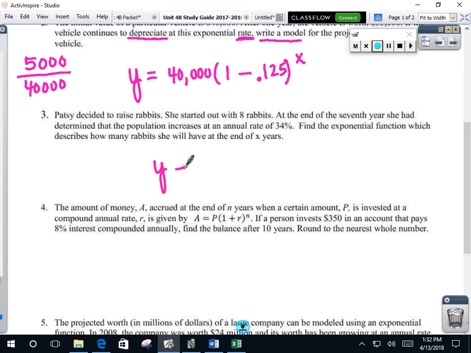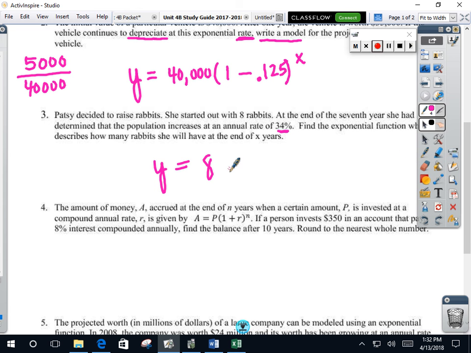So y equals, what is the starting value? 8. And then with a percentage, so we're going to be using that 1 plus or minus r. Is it plus or minus? Plus, because the population is increasing, and what is the rate?